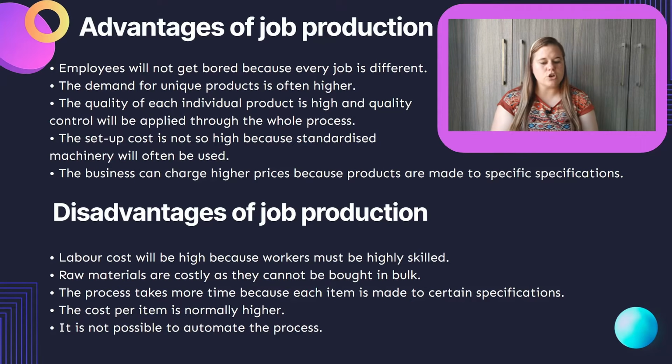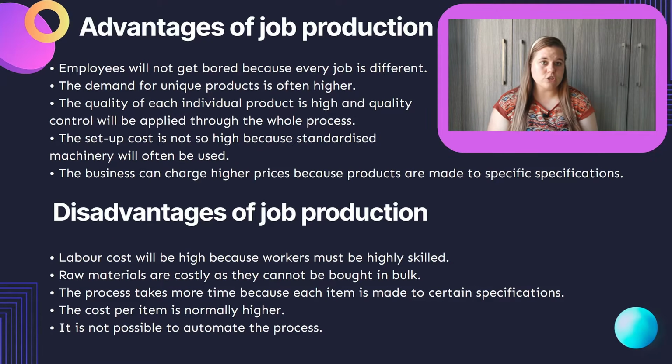The advantages of job production. Employees will not get bored because every job will be different. The demand for unique products is often higher. The quality of each individual product is high and quality control will be applied throughout the whole process. The setup cost is not so high because standardized machinery will often be used. The business can charge higher prices because the products are made to these specific specifications.